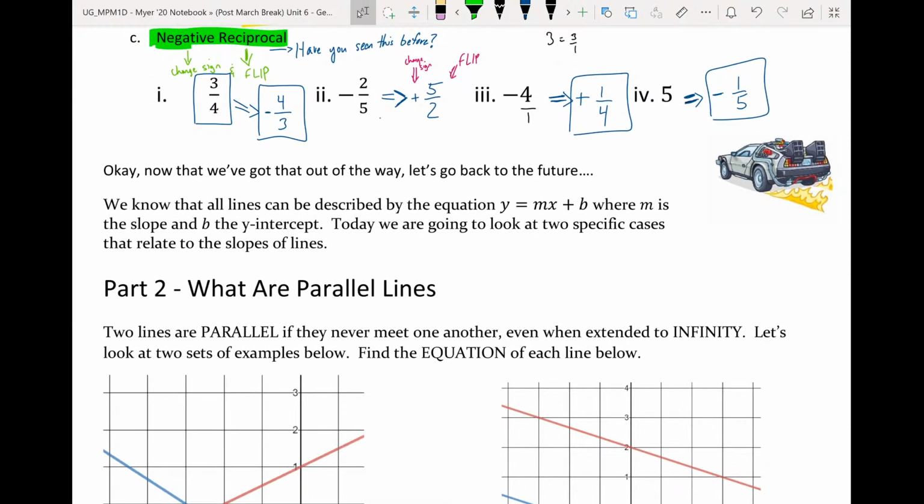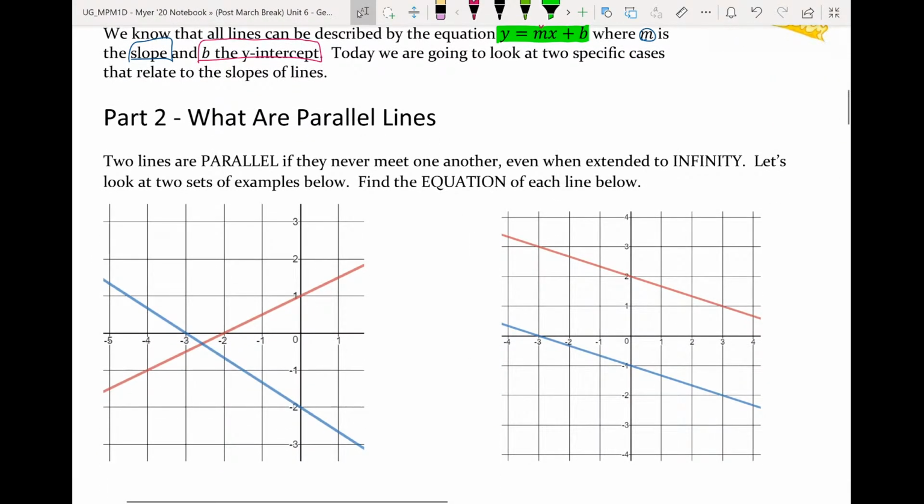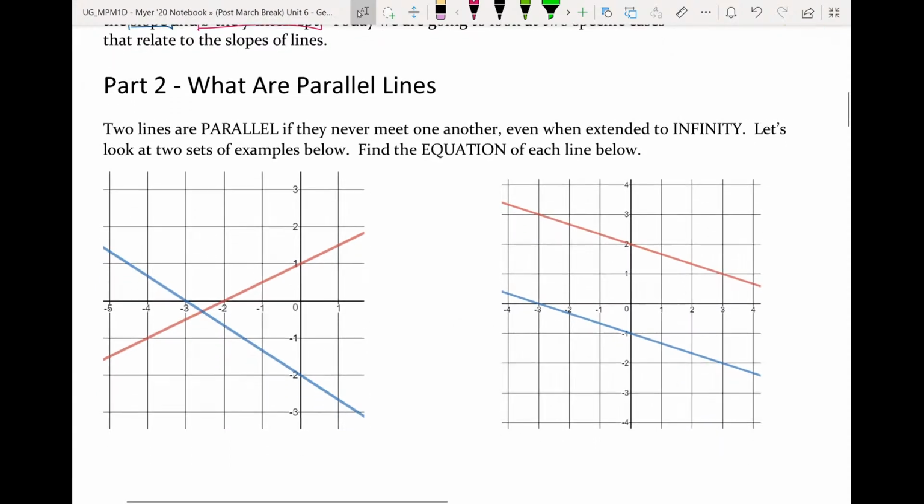So let's go back to where we were, the idea of taking this equation y equals mx plus b. We know that m is the slope, and that b is the y-intercept. We're going to look at two specific cases of lines here. So let's look at parallel lines. We're going to start off by looking at sets of lines.